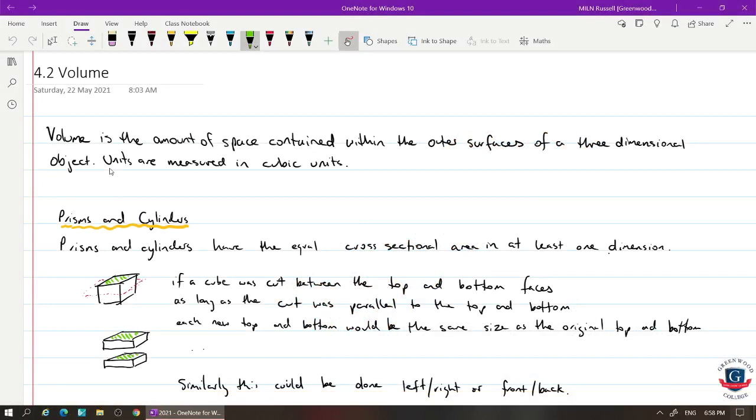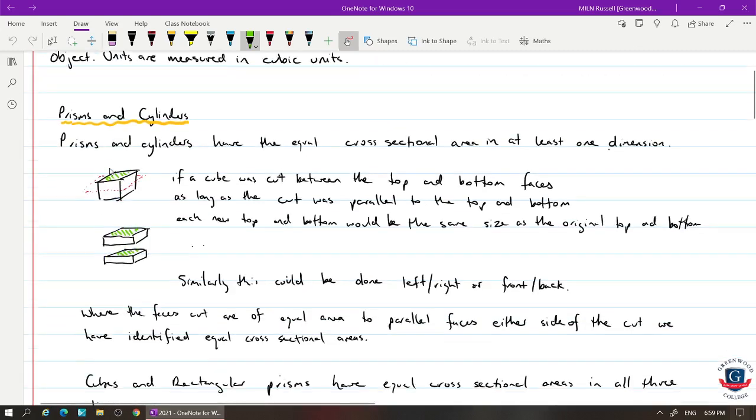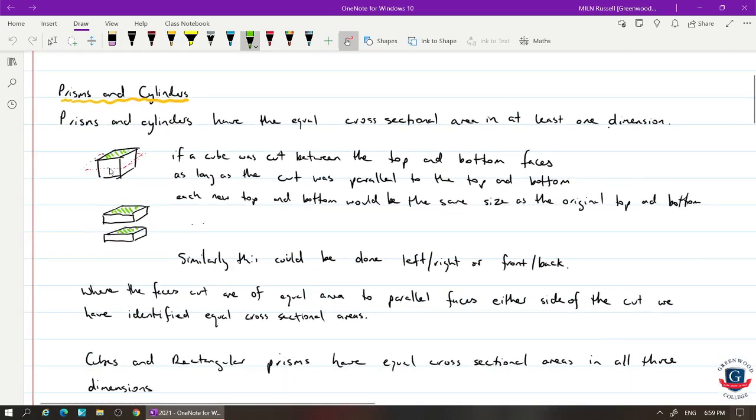Hi everybody, today we're going to look at volume and do a little bit of revision on how volume works. Volume is the amount of space contained within the outer surfaces of a three-dimensional object. And the units for volume are measured in cubic units. We're going to focus on prisms and cylinders.